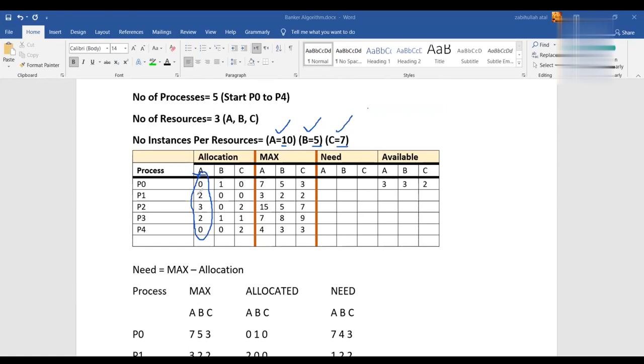And this many instances are assigned to the processes from resource A. You can see above A. So you have to subtract these instances from this 10, like 2, 3, 2 is equal to 7. So 10 minus 7 is equal to 3. So 3 is here, okay? And same, you have to subtract this from B and from C, okay? You will have 3, 3 resources.